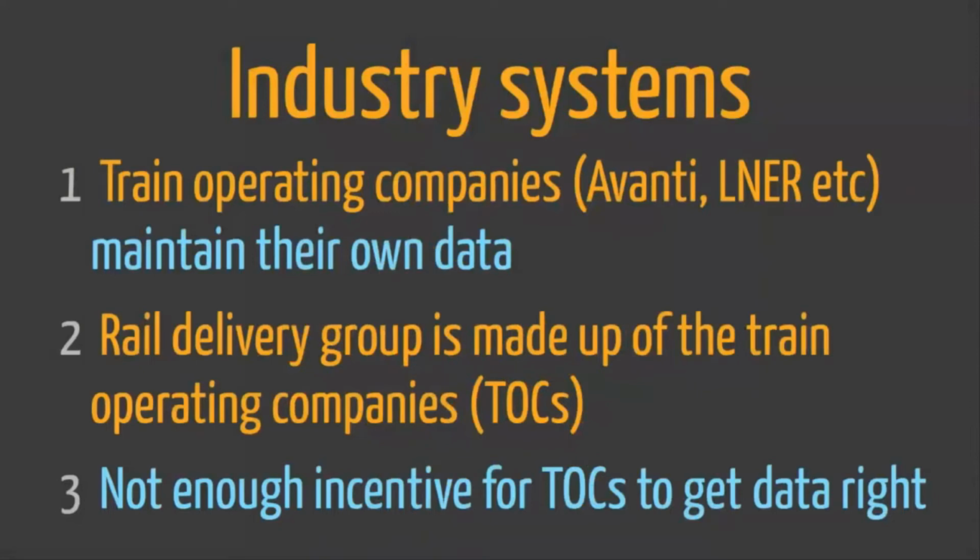So a few final points to take away from all of this. Train operating companies are in control of their own data within industry systems. That's organisations like Avanti, LNER, and so on. They maintain their pricing data and their retail control data. And there's not really an independent organisation that oversees any of this or ensures data quality. Effectively, that industry leadership body is RDG itself, which is just made up of the train operating companies. So there's no independent regulator or anything like that. And in my personal opinion, this leads to a situation where there's not really enough incentive for TOCs to get the data right. So that leads on to me talking a little bit about what can go wrong when you're selling train tickets.